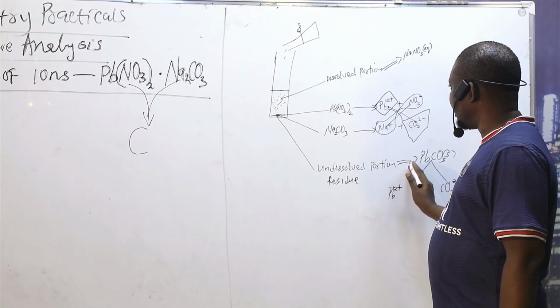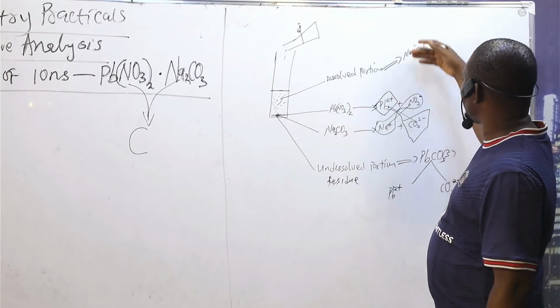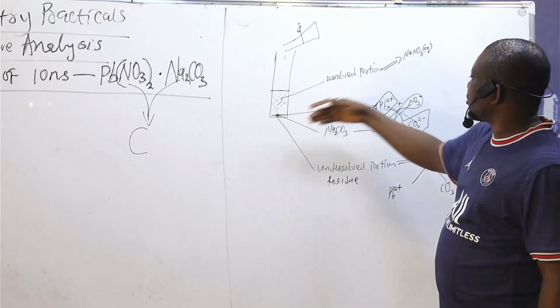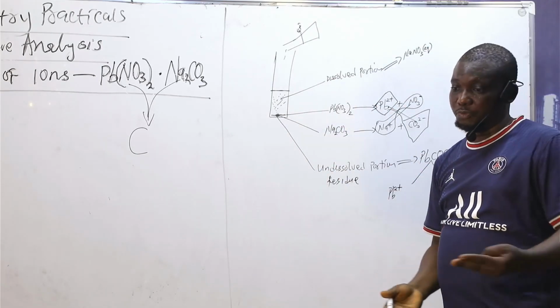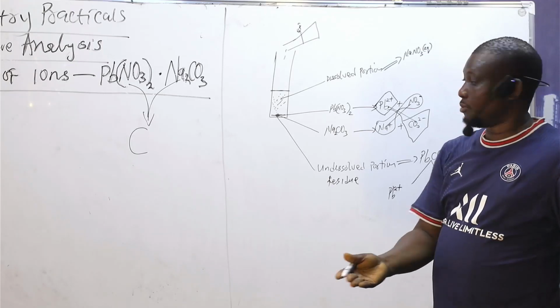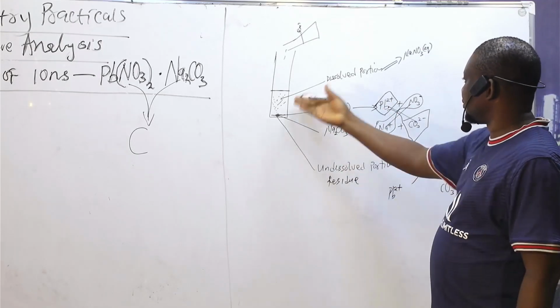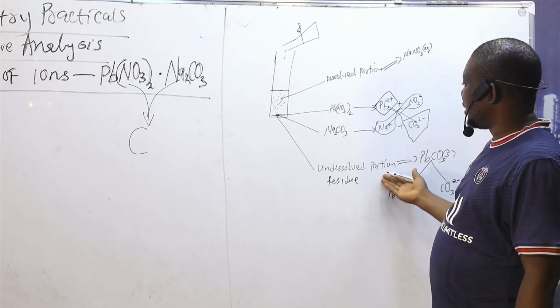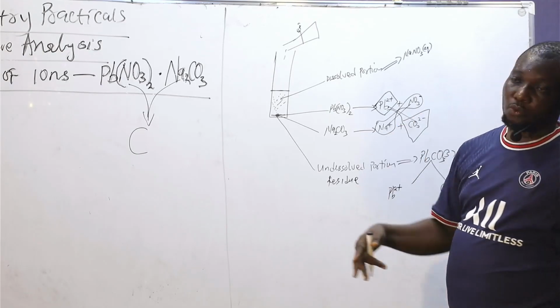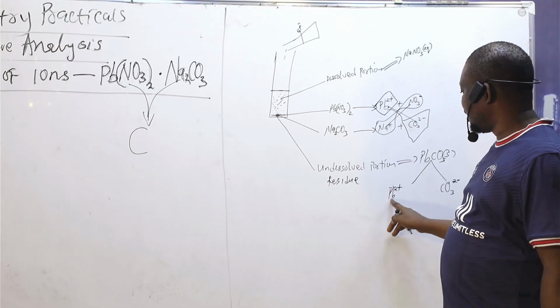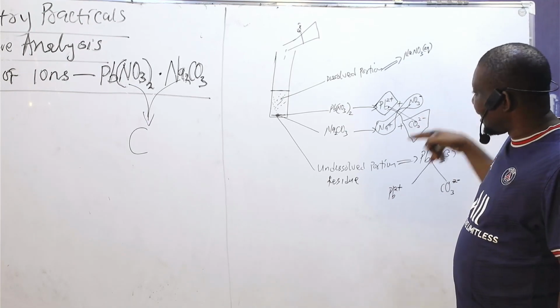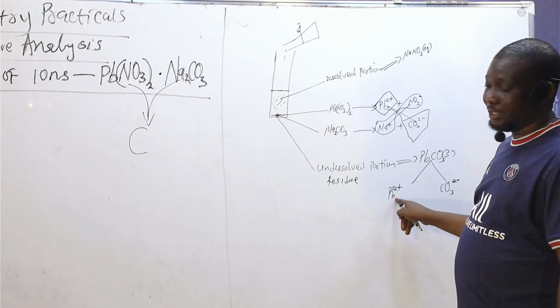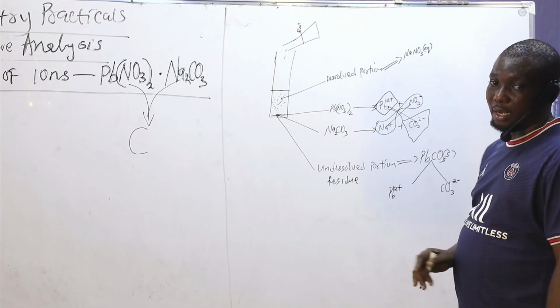So we have to separate these two from this mixture, so we use the filtration process. In this video I'm also going to show you the filtration process, how to separate this out from the mixture. So we've got this as residue, and then we'll start to work on the residue. We'll have to identify if the ions in here are really lead-2 as well as carbonate.